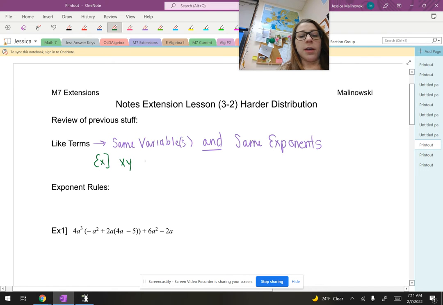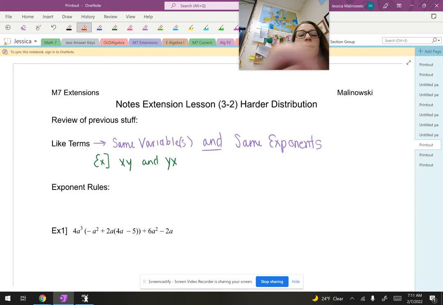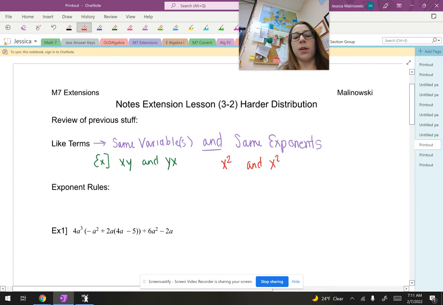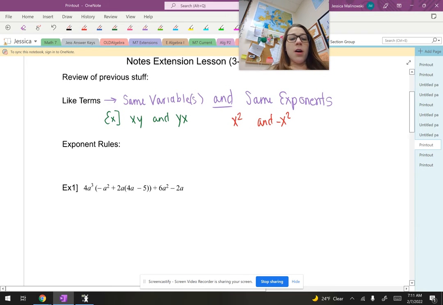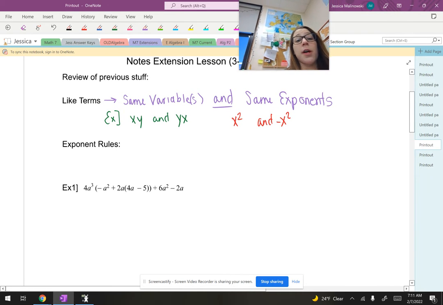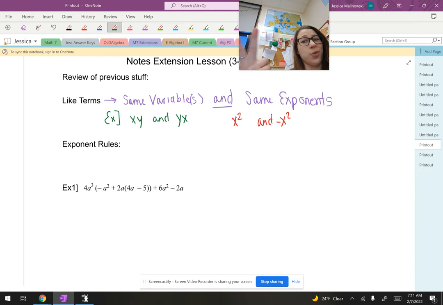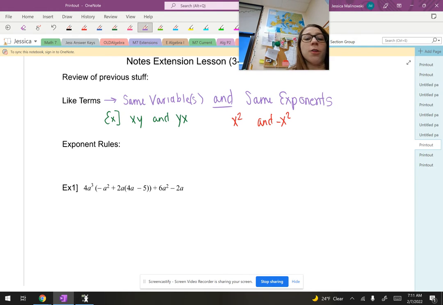xy and yx are like terms. x squared and x squared. And then your exponent rules. Those rules that we were practicing back in the extensions for Unit 2, I believe. Those exponent rules where if you have x to the a power times x to the b power with those same bases, that turns into x to the a plus b.